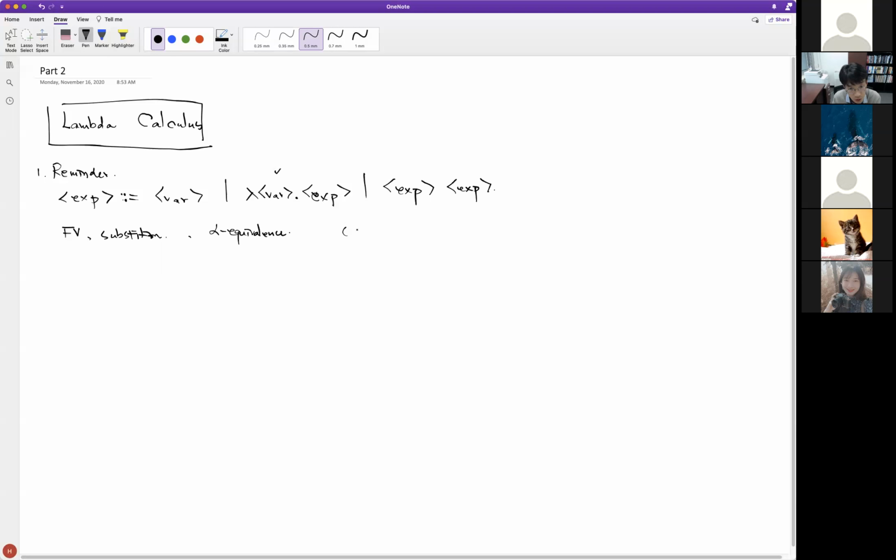For instance, one example of alpha equivalence was like this. And this is alpha equivalent to lambda. Okay, this is okay. That's because we can obtain the term on the right-hand side from the term on the left-hand side by renaming bound variable x to z and bound variable y to y prime.